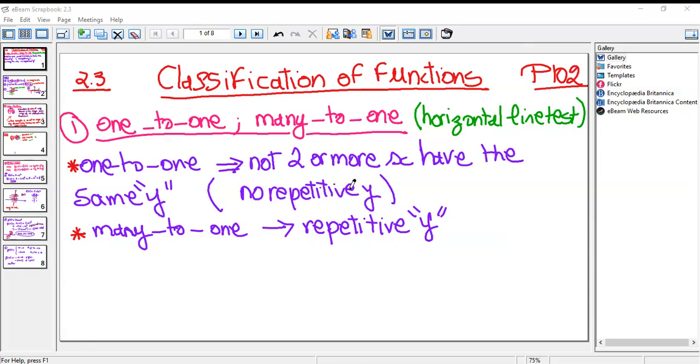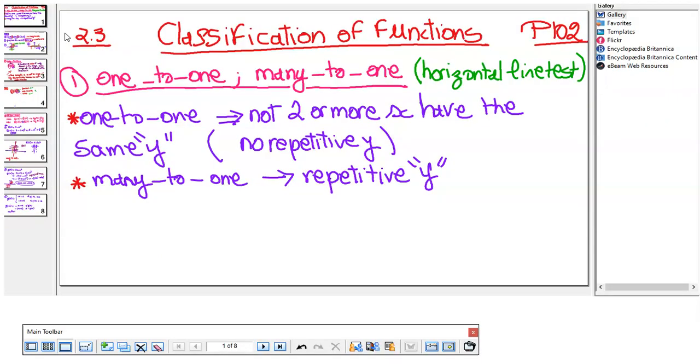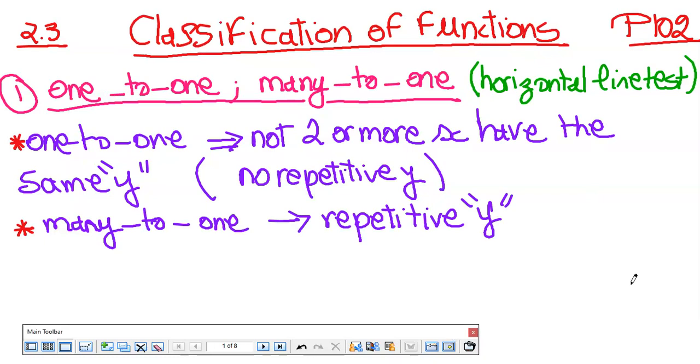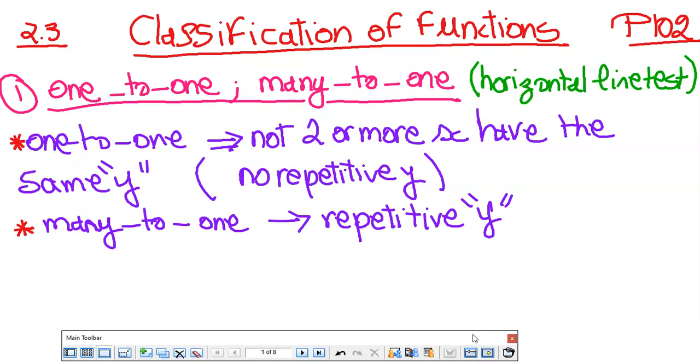So now we are doing a new lesson. It's 2.3. It's about how to classify functions. So let's start with the first property in this lesson. We are talking about one-to-one and many-to-one functions.